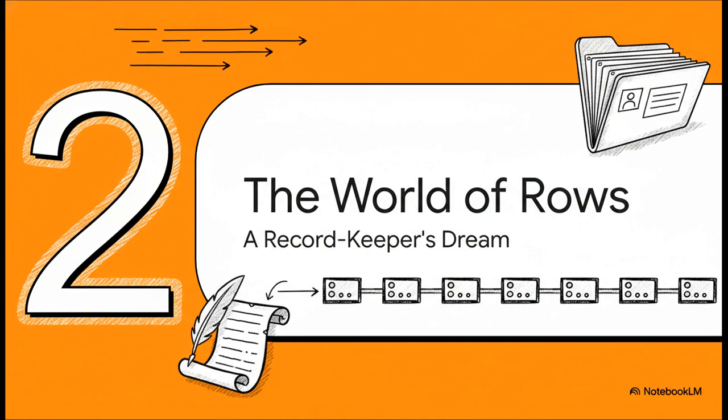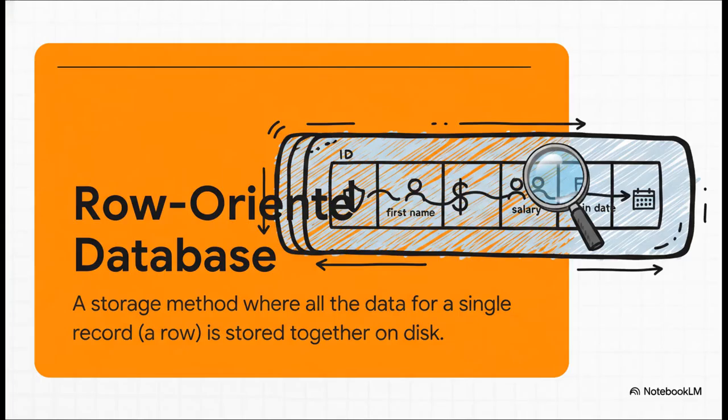Okay, first, let's go down what's probably the most common and intuitive path, the world of row-oriented databases. This is likely how your brain already thinks about data. The idea is pretty simple. You take one person, say John Smith, and all his data, his ID, first name, last name, salary, it's all written one right after the other in a single continuous chunk on the disk. The entire record is treated as one single unit.